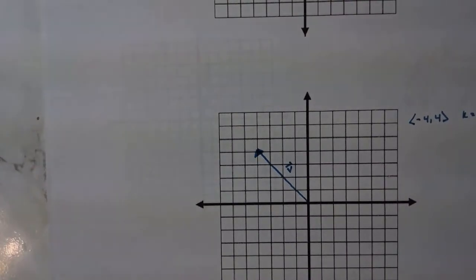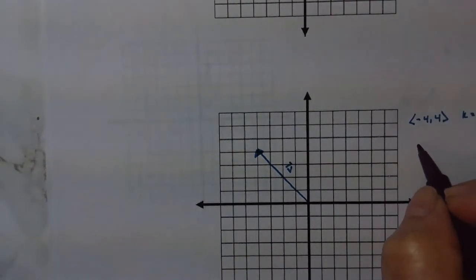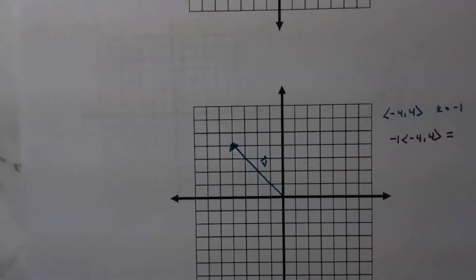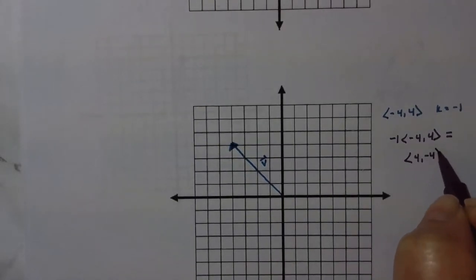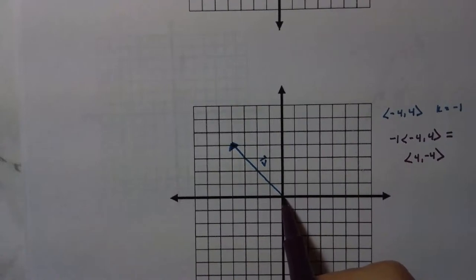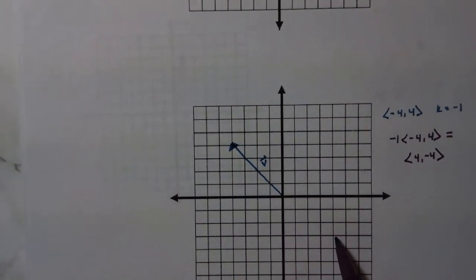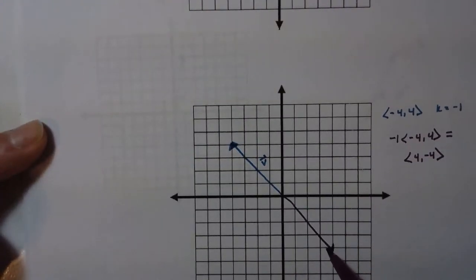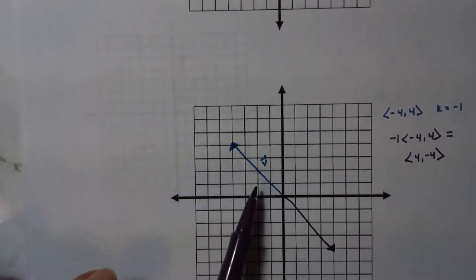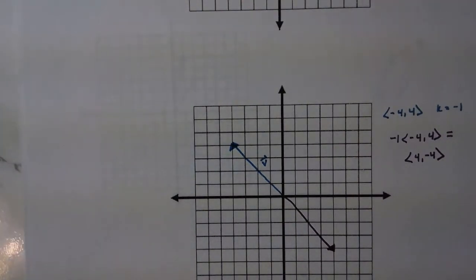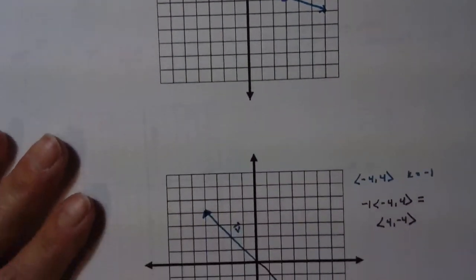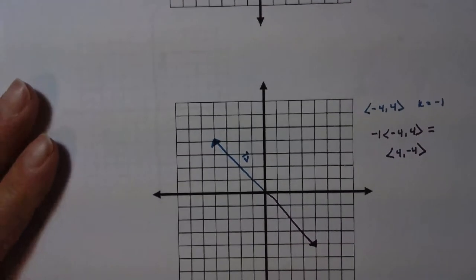And now I want to multiply that by a negative 1. So to do that, I'm going to have negative 1 times negative 4, 4, which is going to give me 4, negative 4. So if I plot this vector, I start at the origin, I go over 1, 2, 3, 4, and down 1, 2, 3, 4, here. This is my terminal point. And there's my new vector after multiplication by a scalar. You notice the directions, they're going in opposite directions, okay? So that just reiterates the point that if k is positive, the new vector is going to take on the same direction. And if it's negative, it's going to go in the opposite direction.